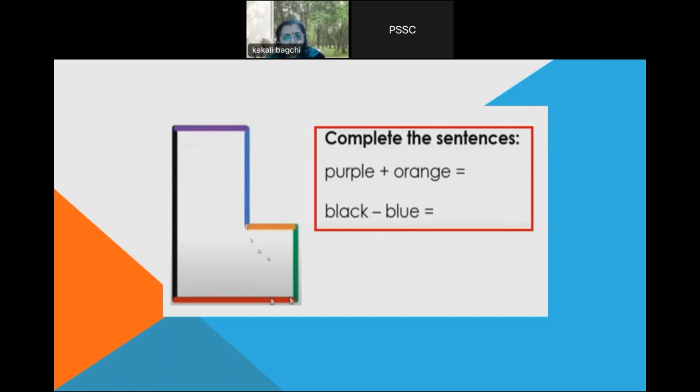Green. Dear friends, can't we teach addition and subtraction like this? Is it mandatory for teaching addition and subtraction that we'll always go 5 plus 3 is equal to what? 10 minus 2 is equal to what? Is it mandatory that for addition and subtraction we'll have to do like this?